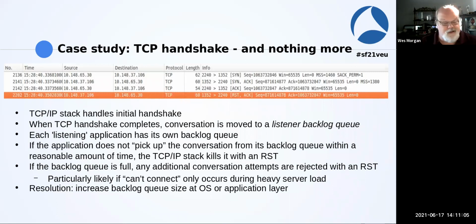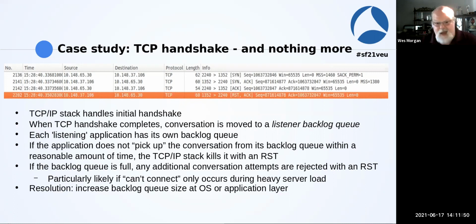And I found this very confusing until I realized the initial handshake is controlled by the TCP stack, not by the application, right? The application establishes itself as a listener, but it does not process the initial handshake. What happens is, as the stack completes each initial handshake, that conversation is moved over to what's called a listener backlog queue. And each listening application has its own queue. Well, there are three things that can happen here.